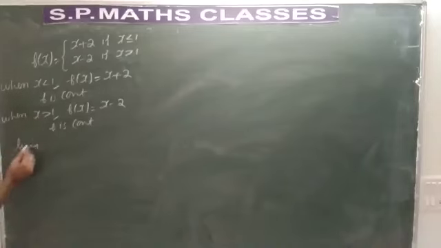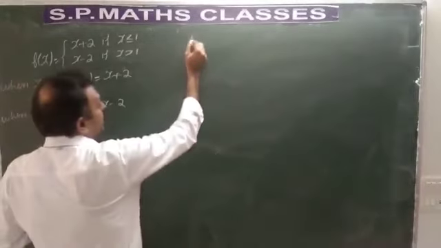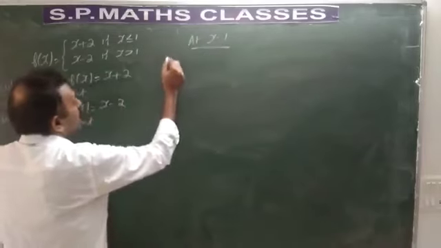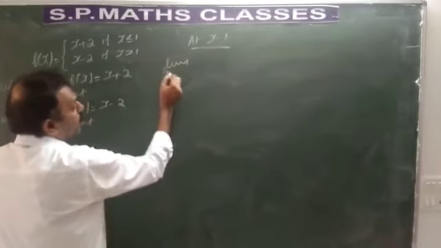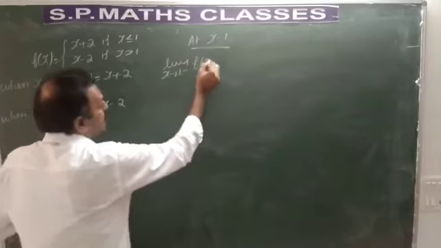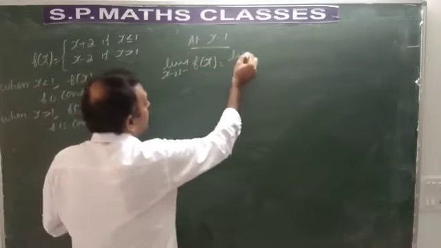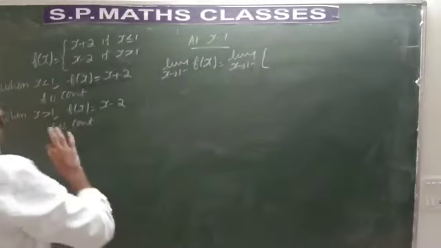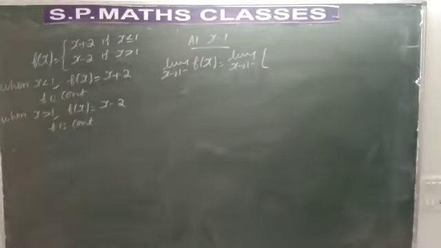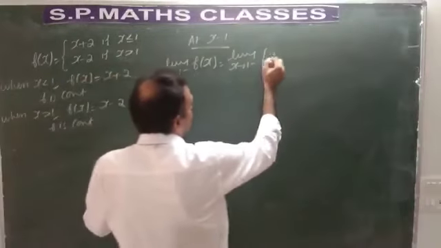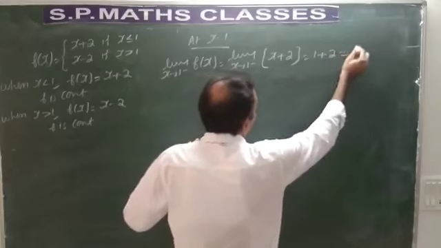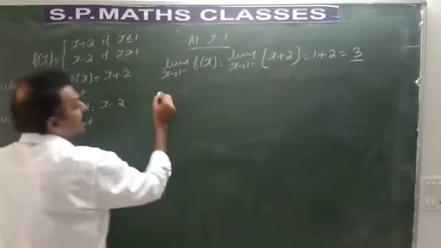Let us take the limit at x is equal to 1. Limit as x tends to 1 minus f of x. 1 minus means left hand limit. The function defined for less than 1 is x plus 2. Substitute the value: 1 plus 2, which is equal to 3.